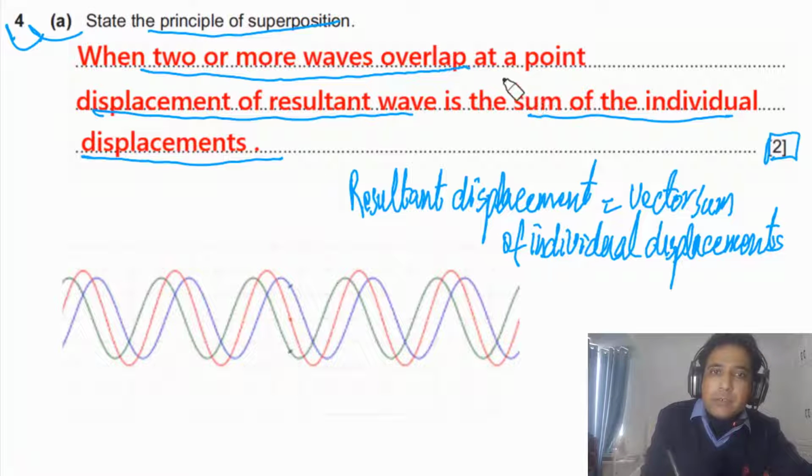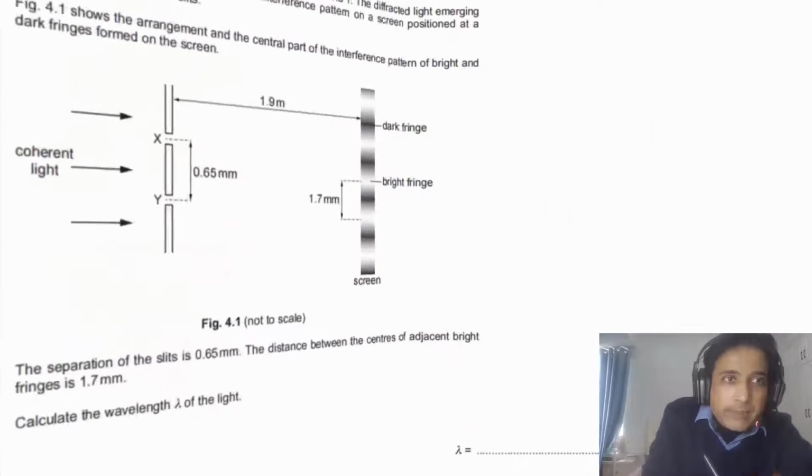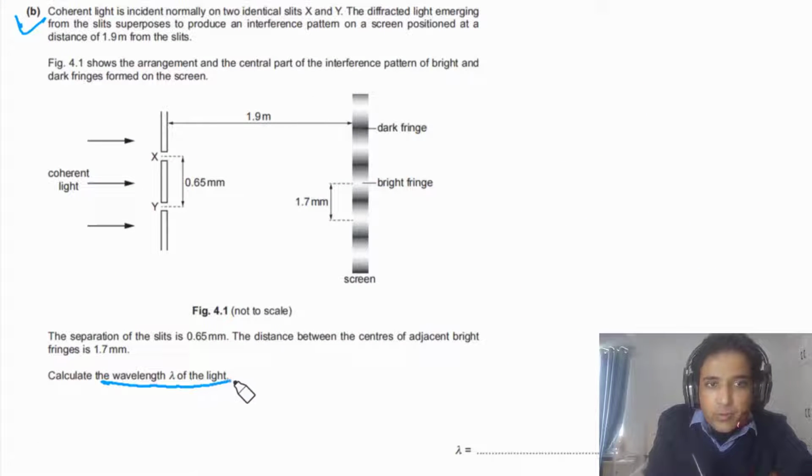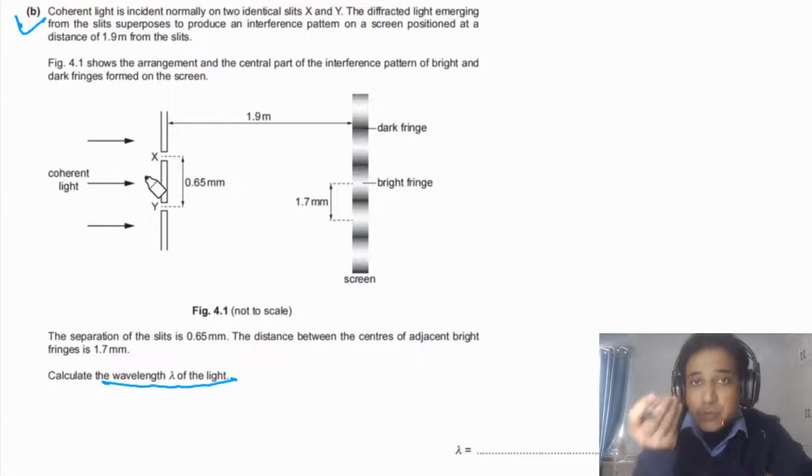So it's better to say vector sum. So vector sum is very important. Part B says calculate the wavelength of the light, and this question is a typical question about double slit experiment.